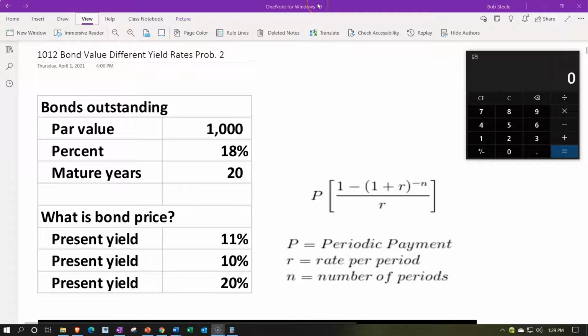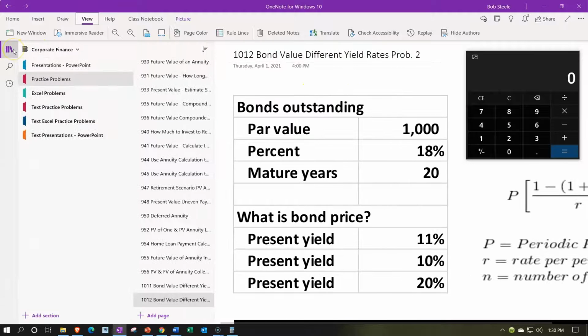Here we are in OneNote. If you have access to OneNote and would like to follow along, you're not required to, but if you would like to, we're going to be in the icon on the left-hand side. We're in the practice problems down here in the 1012 bond value different yield rates problem number 2 item. Also note that if using OneNote, you might want to take a look at the immersive reader.